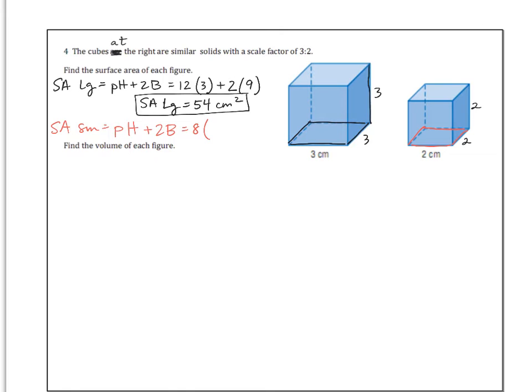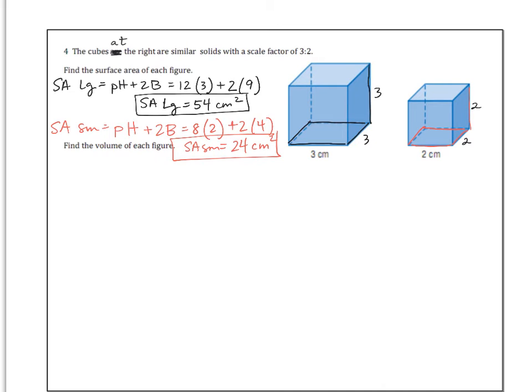Height. It's going to be on the side here. The height is 2. And then we have plus 2, and we need base area. Well, the bottom is the base, and it's 2 by 2, so that's 4. So we have 16 plus 8, which is 24 centimeters squared, and that's the surface area of the small cube. Awesome. Next, find the volume of each figure.